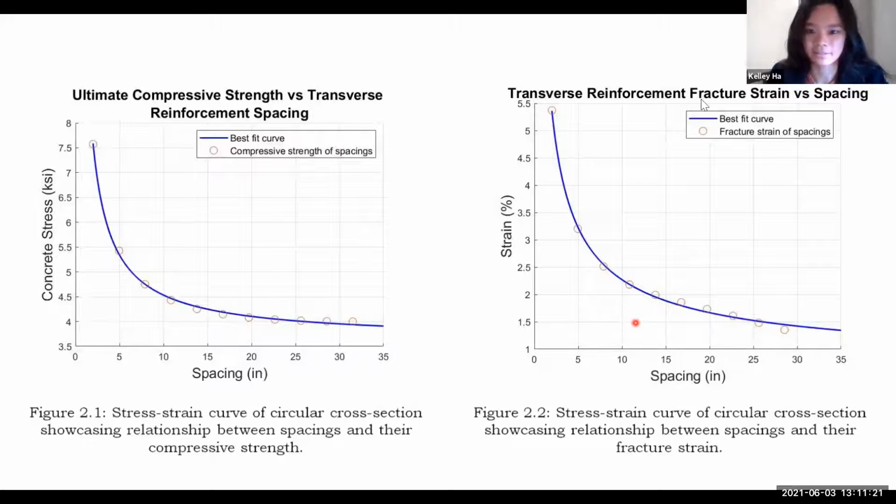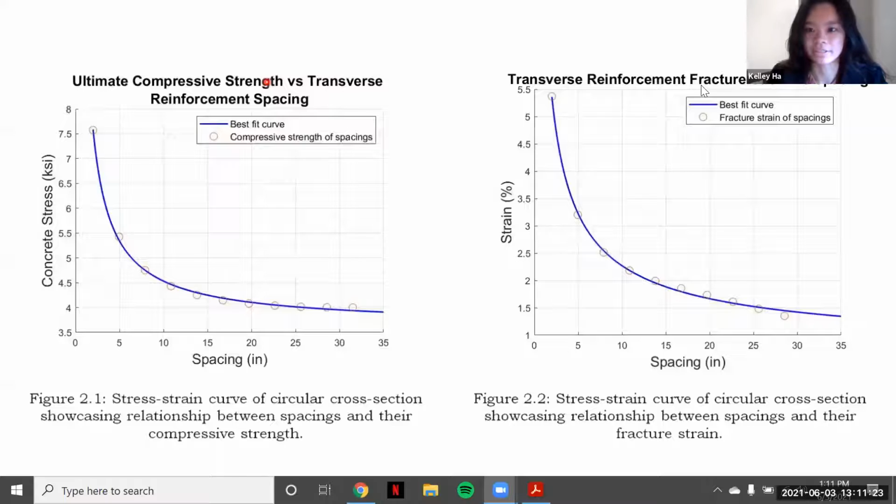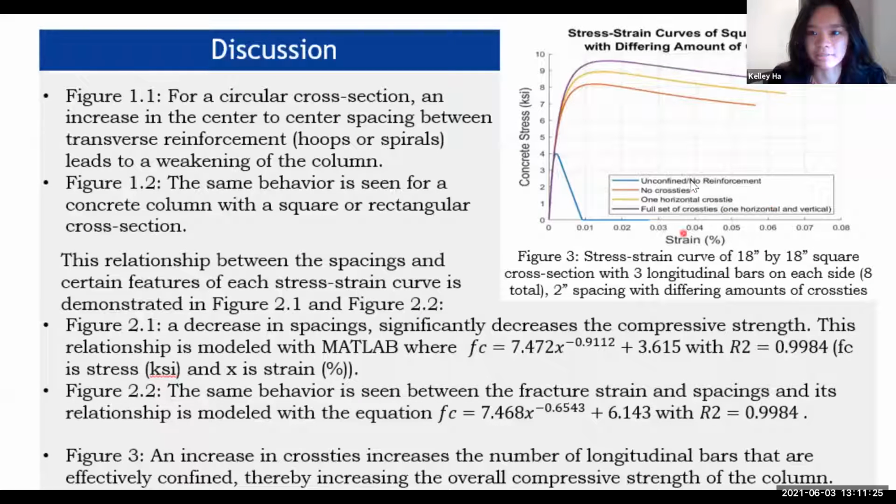And then lastly, for this third figure here, we wanted to demonstrate the relationship between the cross ties and the strength of the rectangular cross section. As you can see, as we add more cross ties, the compressive strength increases as well as the fracture strain. So adding cross ties adds more ductility to the cross section.